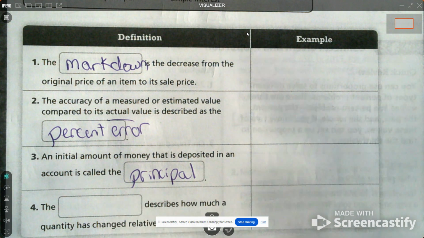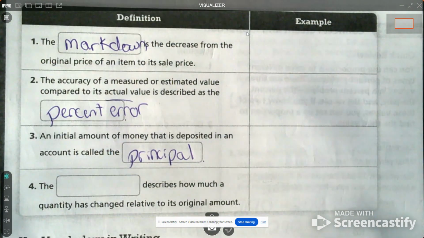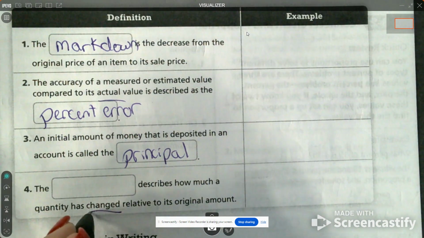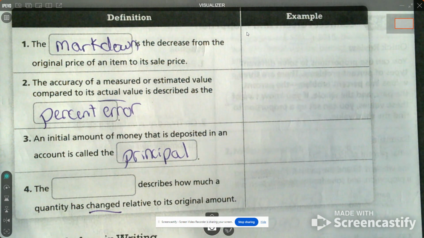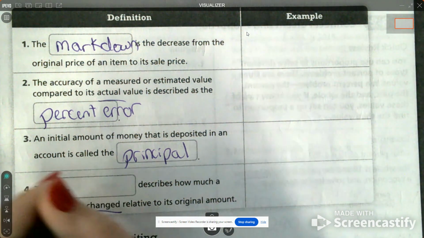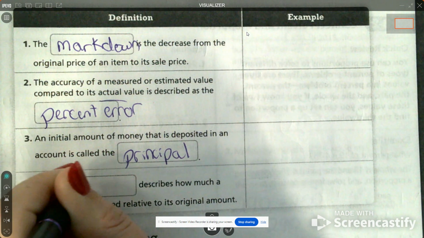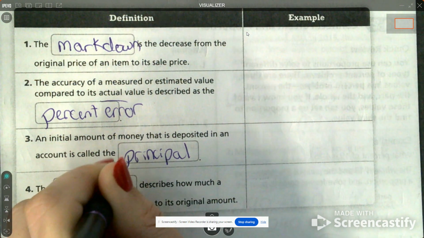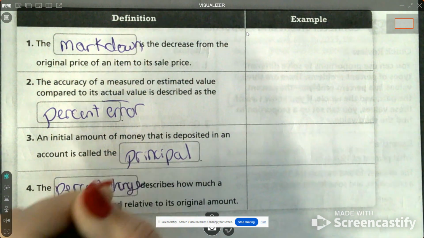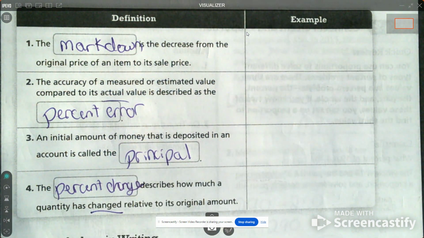And lastly, the blank describes how much a quantity has changed relative to the original amount. What would that be, Rylan? Percent change. This is percent change. I don't ask you a bunch of vocab questions on your test. It's mostly just so if you know what they mean, then hopefully it'll help you remember the equations at the top. Any questions on the vocab?